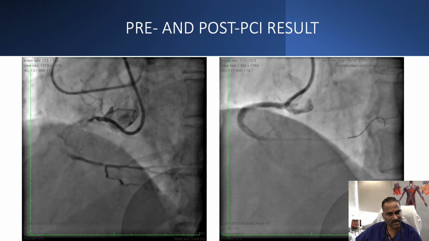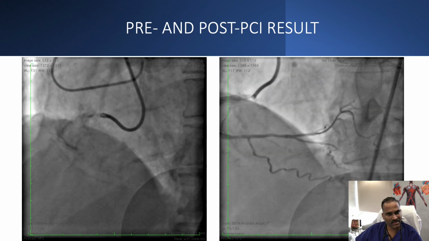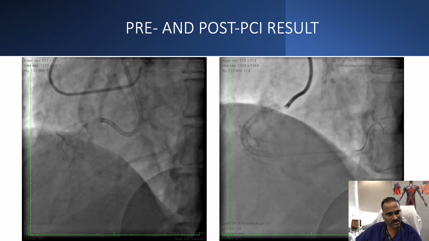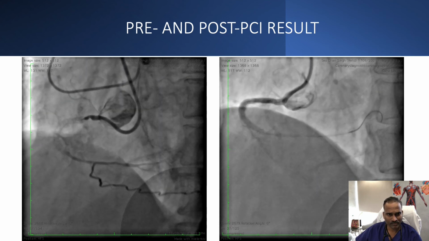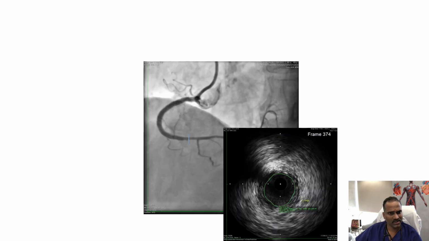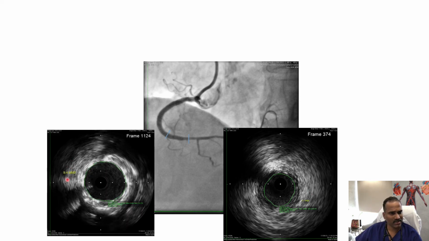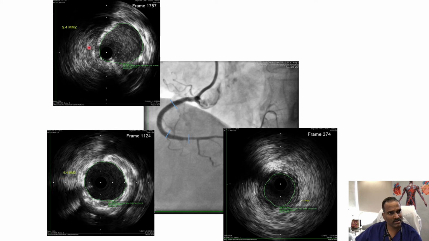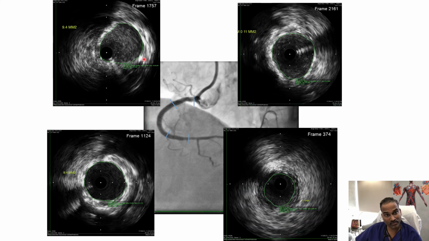and this is the final result. You can see a good final result with a good distal flow, and all branches are flowing. So we did IVUS. Yeah, so this is the IVUS. You can see this is the distal reference area, which is 4.7 mm square, and distal stent 9.4, and this is the site of calcium, where it is dilated up to 9.4, and this is at the ostium, which is 11 mm square.